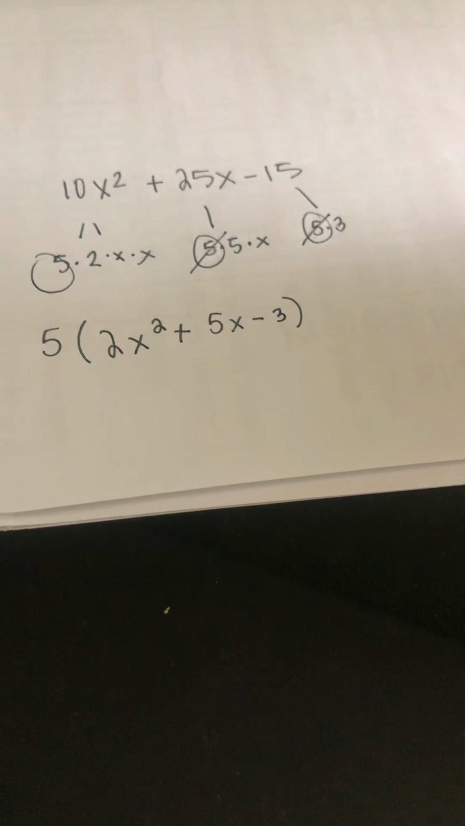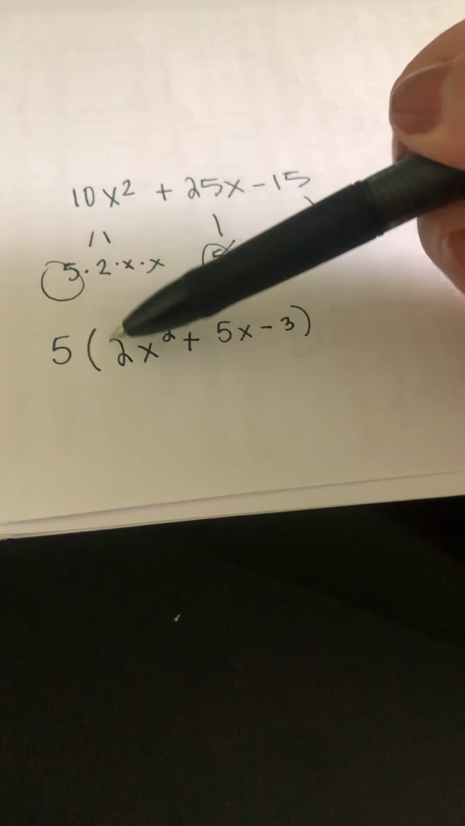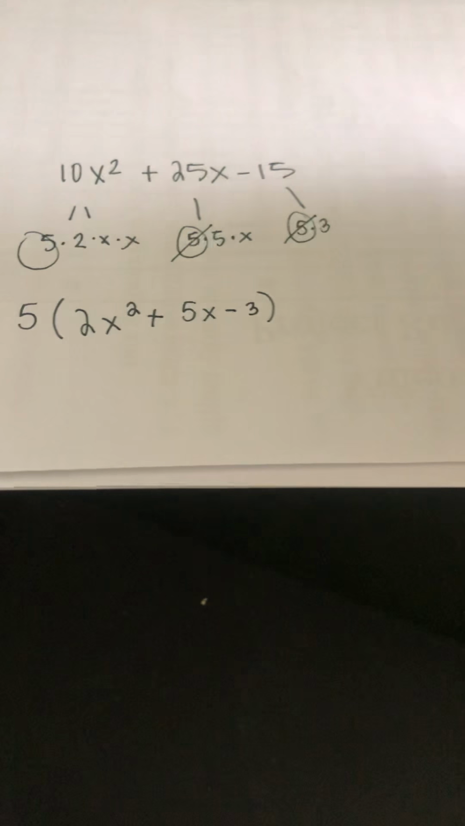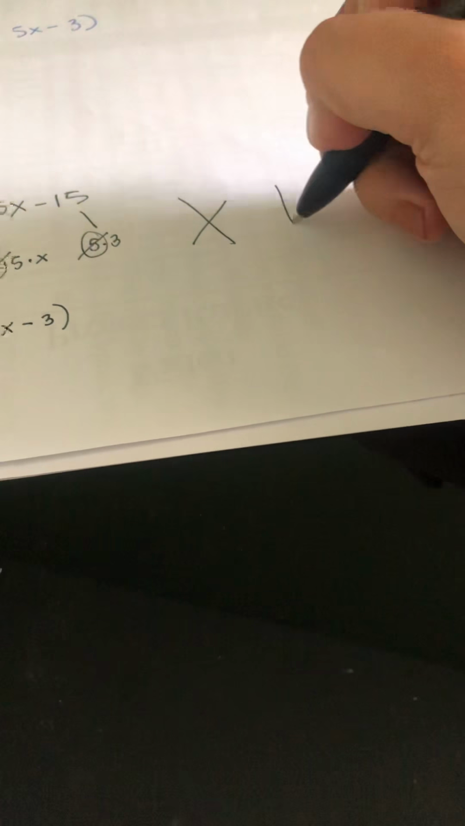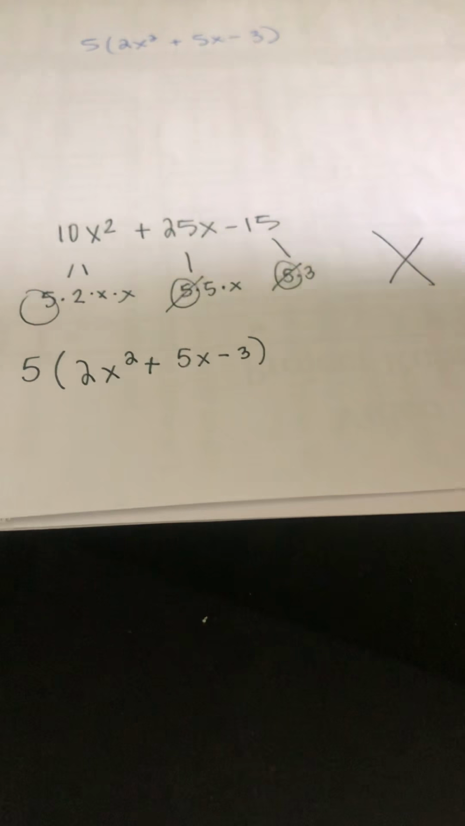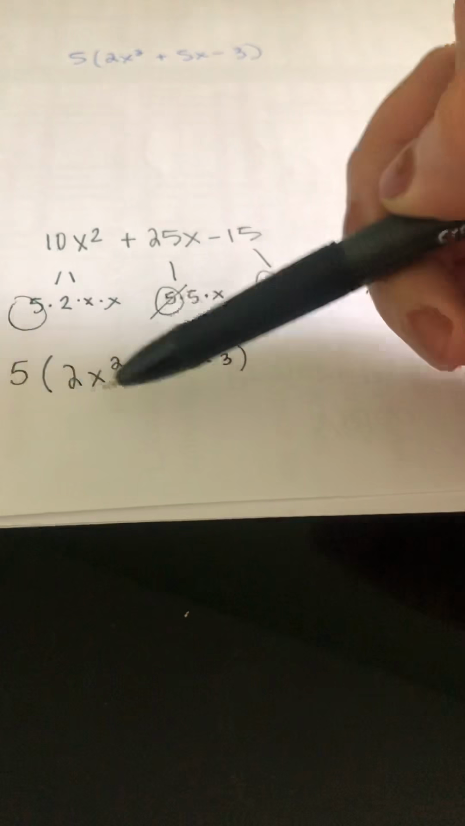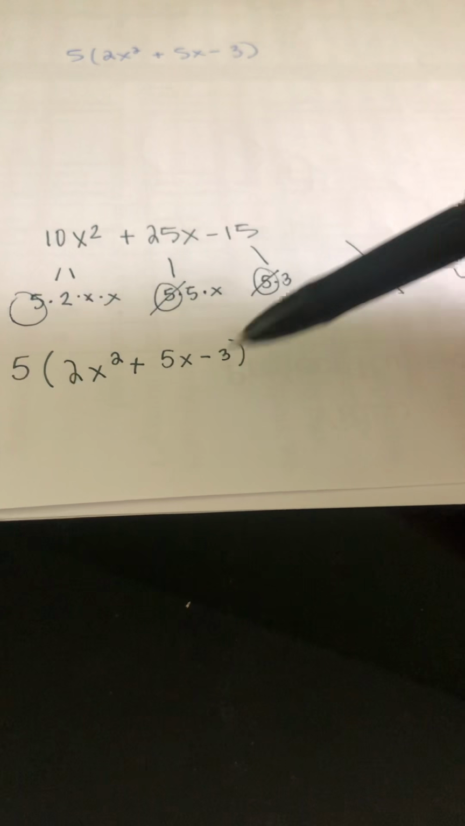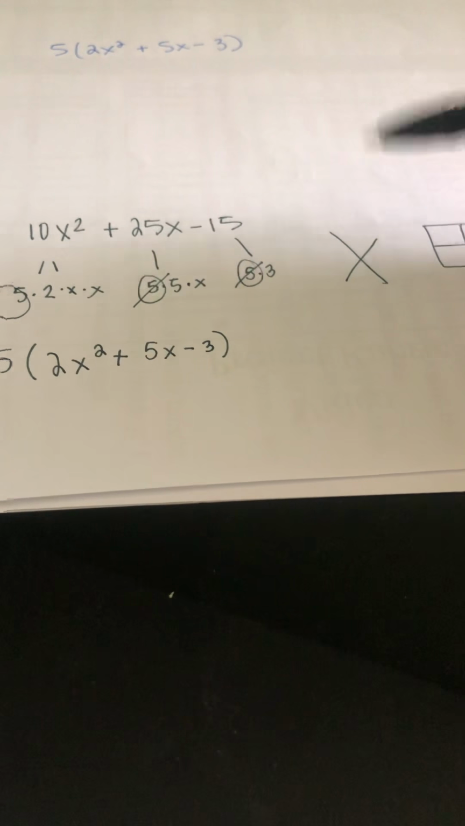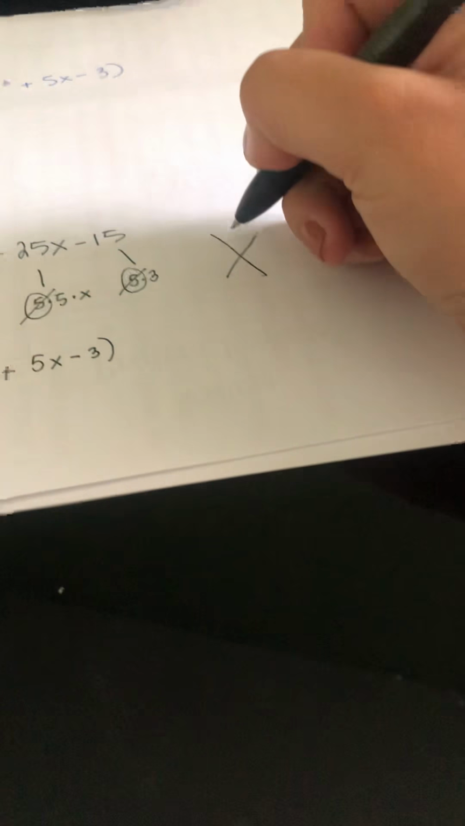Okay, now that I have that, I need to factor the inside using the X box that I showed you in class. So I'm going to do my X and my generic rectangle. Remember, for now I'm going to ignore this 5, so I'm only going to work with what's inside. So 2 times negative 3, that's what goes on the top. So that would be negative 6.